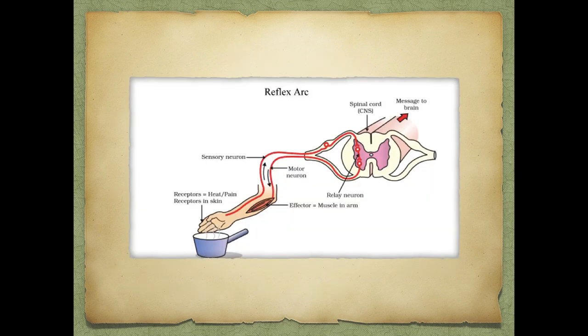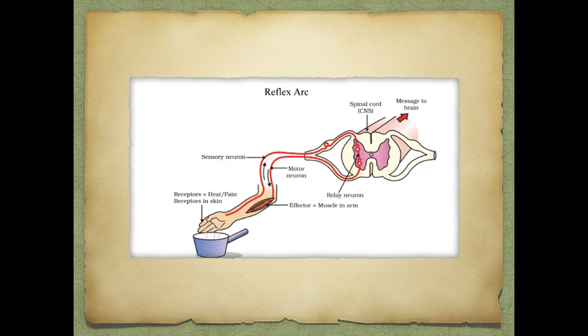Now, these actions do not need you to think about them. Your brain is made aware of it, but you only consciously realize what is happening after the message has been sent to your muscles and after your muscles have moved out. Now, these actions are really useful because the message gets from the receptor to the effector as quickly as possible.